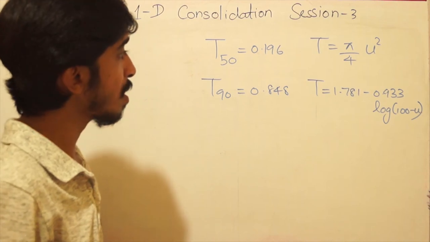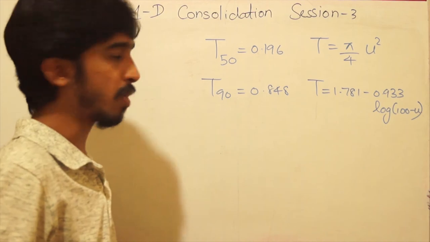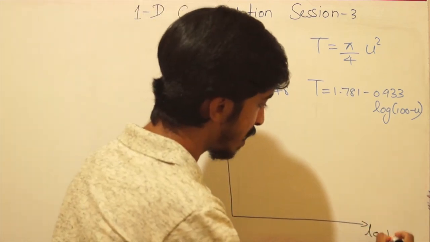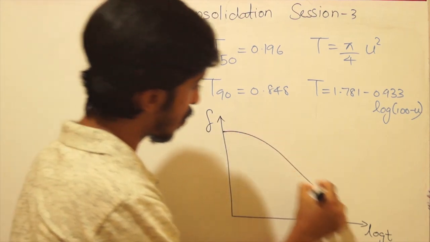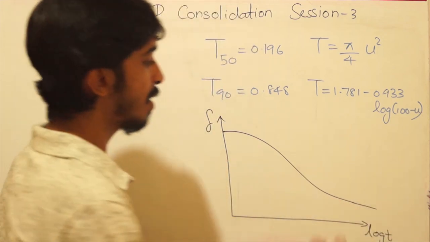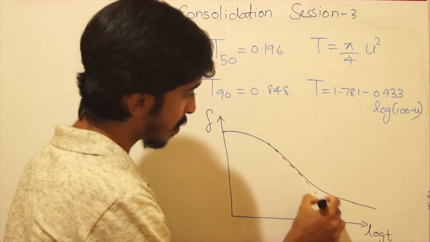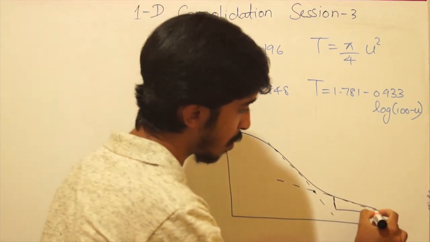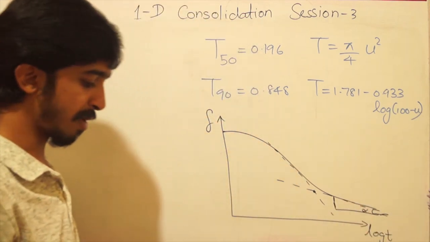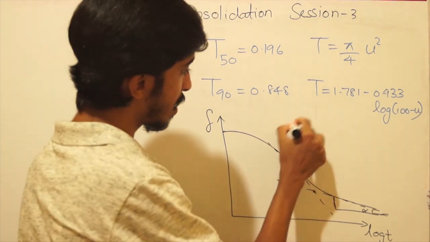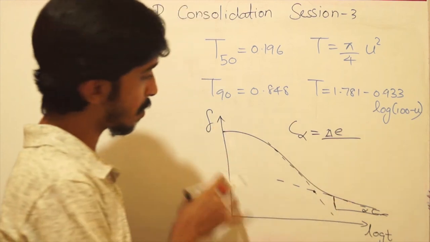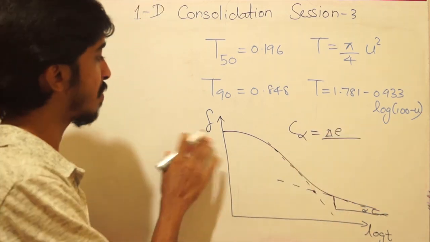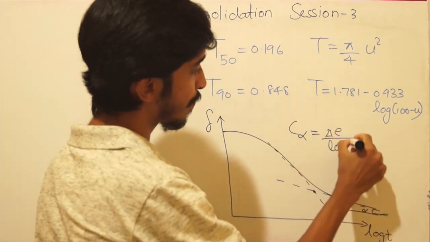Right now, even for the secondary consolidation, we can find a constant, that is C alpha. Typically, it is noted as C alpha in log t and delta graph when we draw the Casagrande's graph, we get a slope here. So that is after the primary consolidation ends, we can get a slope below this part. Let's say that angle is alpha. That C alpha value simply is given by delta e, that is change in void ratio or change in the settlement, because both can be used here, over log t1 by t2.